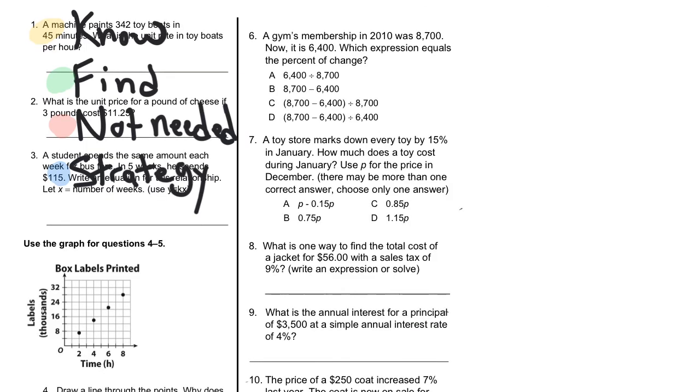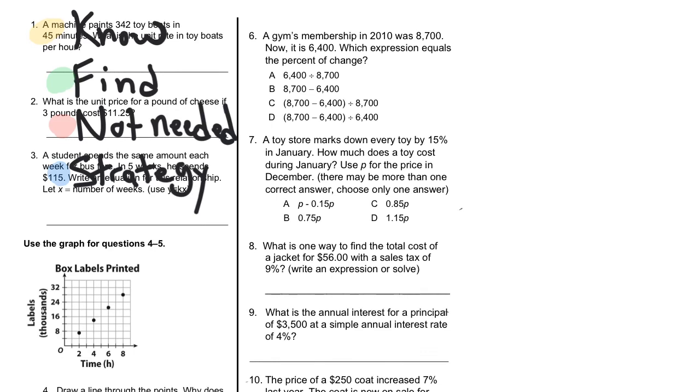Okay, on to question number 6. So I'm just going to read it. It says, a gym's membership in 2010 was 8,700. Now it is 6,400. Which expression equals the percent of change? So the big question is, what are they asking us to find, right? And what do we know? What is our strategy and what's not needed?